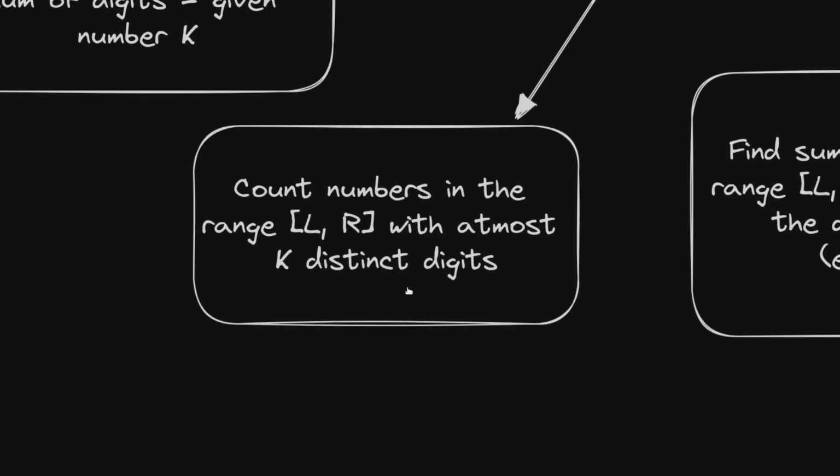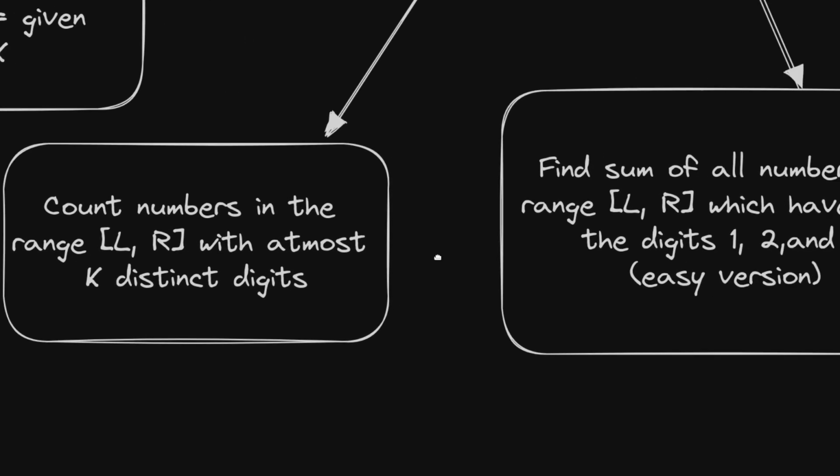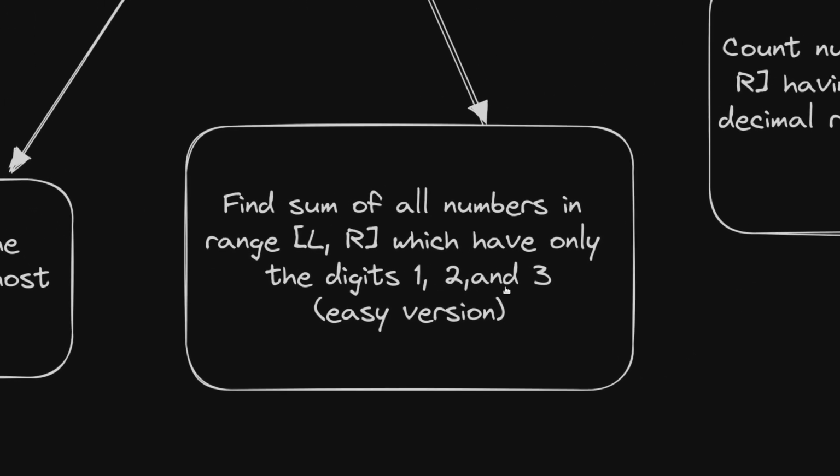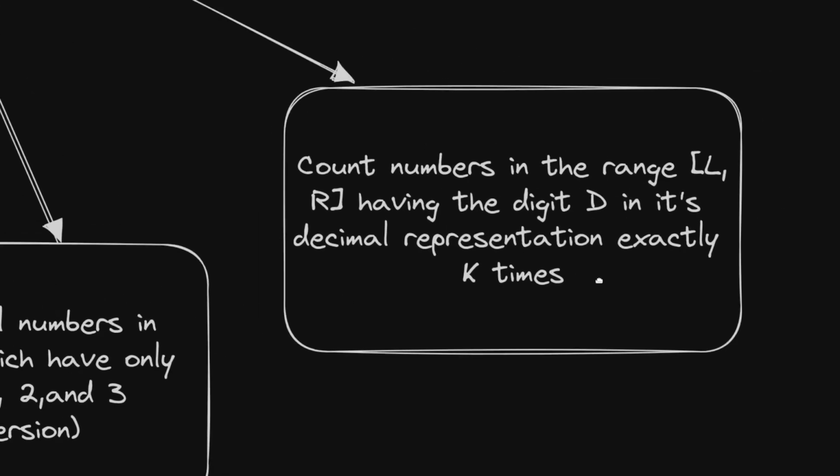Next one is count numbers in that range with at most 8 distinct digits. Each number is characterized by digits 0 to 9, so you might be asked to count the numbers with at most 8 distinct digits. Then next, you might also need to solve for the sum of those numbers with a given condition. For example, the condition here is the number only has the digits 1, 2 and 3, and you need to count the sum of all those numbers which have only digits 1, 2 and 3 in that range.